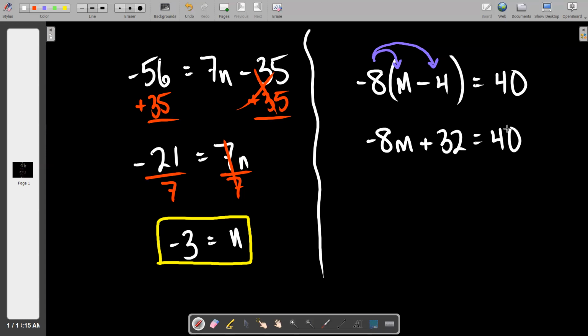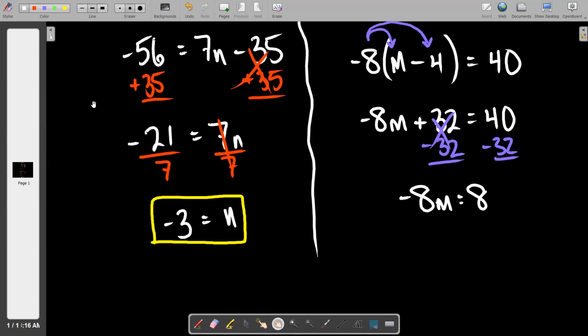Bretley, what's our next step? Yeah, subtract, shut it off, subtract, shut it off, cancel, drop, drop, -8m equals. What's 40 minus 32? Definitely +8. Bretley, you might as well finish this off here. What's the last step? Divide both sides by -8, cancel, drop, drop. M equals what?